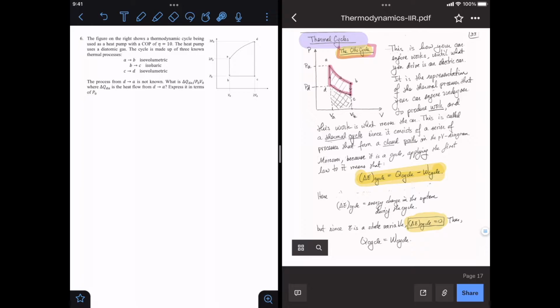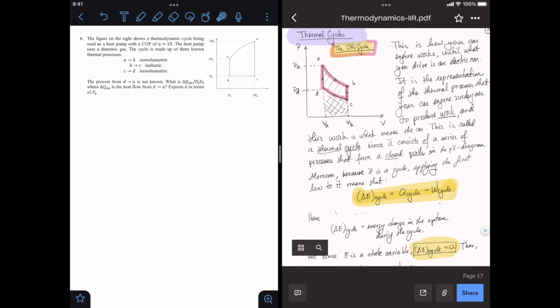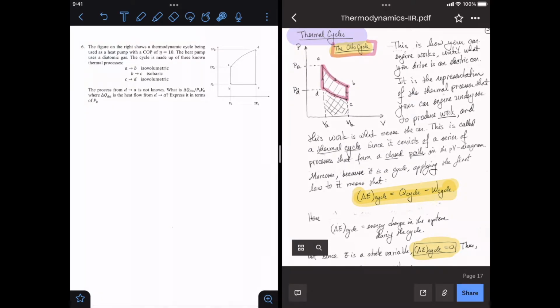Okay, so in a thermodynamic cycle, we have a thermal cycle where essentially we have a series of linked thermodynamic processes. So from A to B, that's a process, from B to C, that's a process, and from C to D, that's a process. Each of these processes often have their own labels. So we have isothermic, isobaric, and isovolumetric. I just want to point out something very interesting here too.